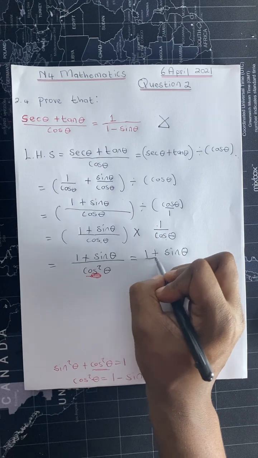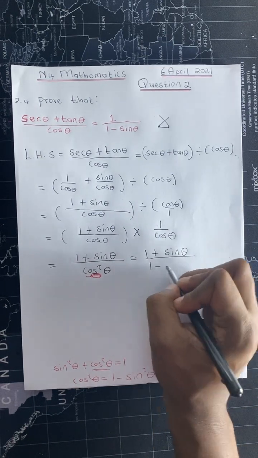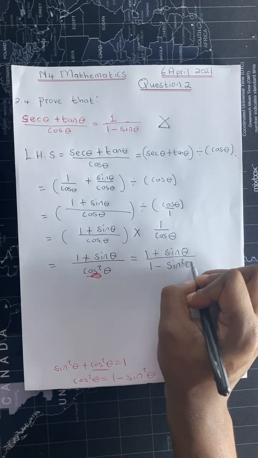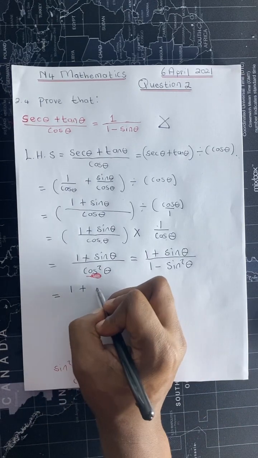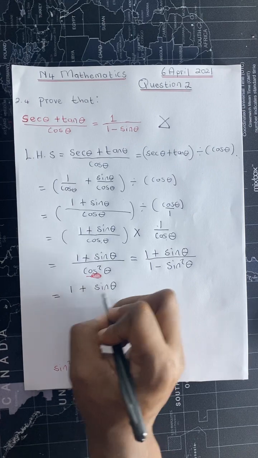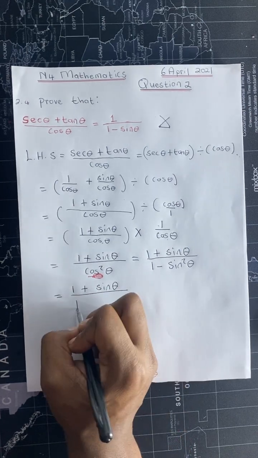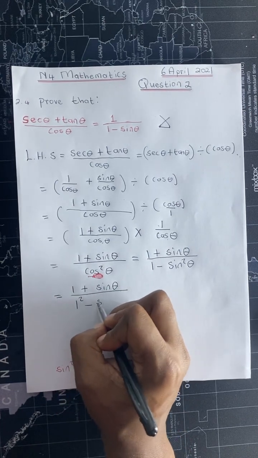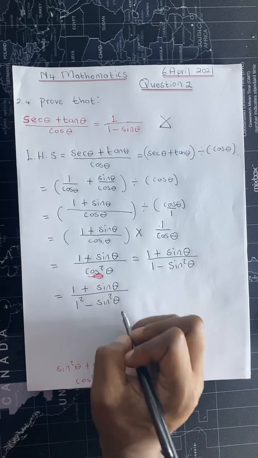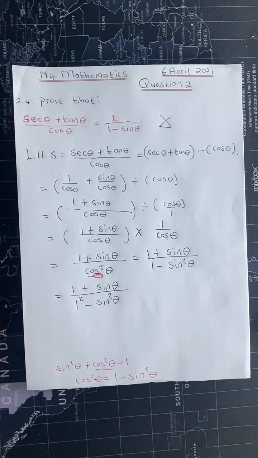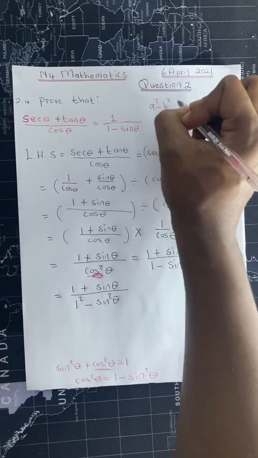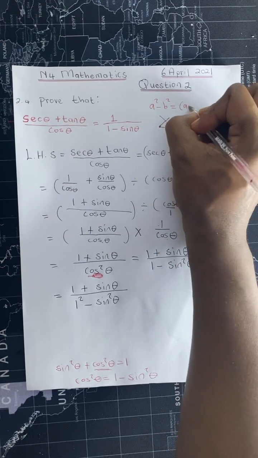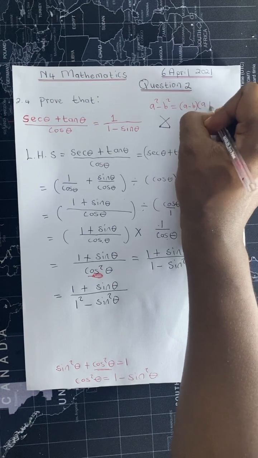In the place of the cos squared theta, we substitute 1 minus sin squared theta. And to make things visible and simple, let's write this one as 1 squared minus sin squared theta. So this is a difference of 2 squared. So if you had a squared minus b squared, this will be the same as a minus b, a plus b.